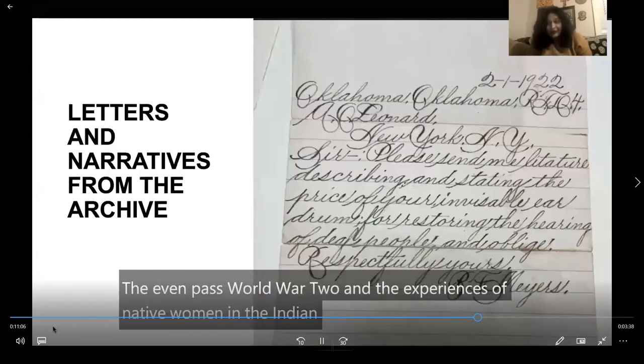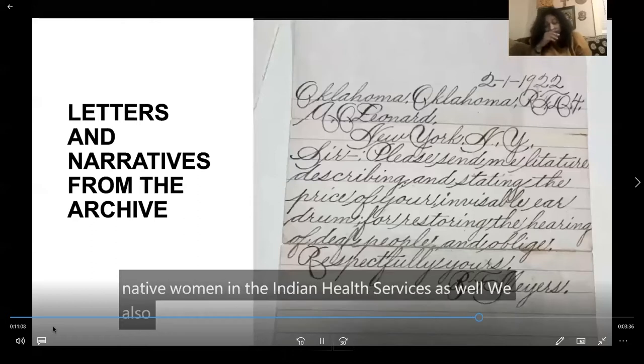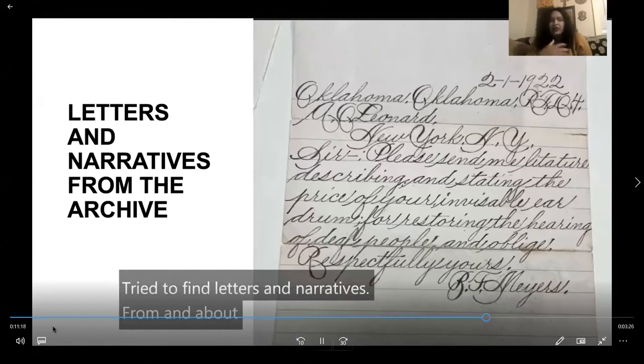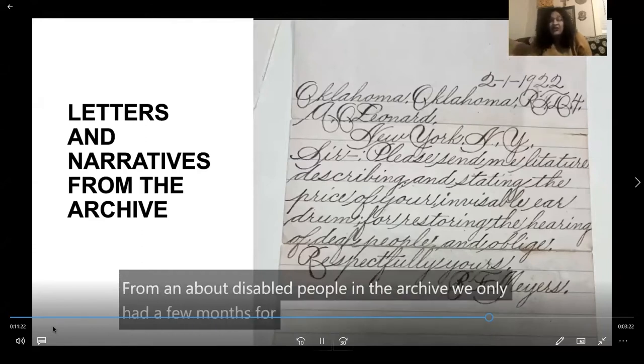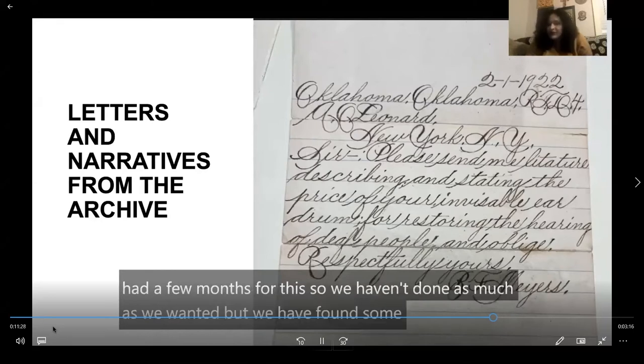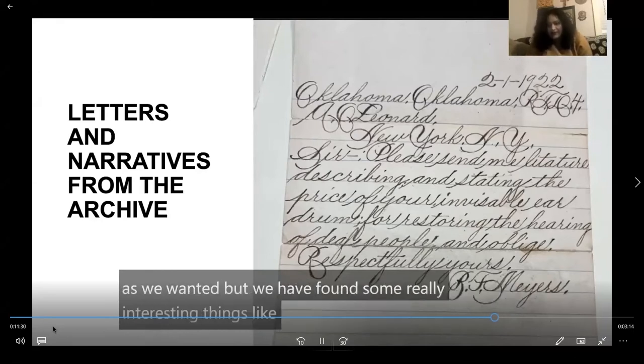We also try to find letters and narratives from and about disabled people in the archive. We only had a few months for this, so we haven't done as much as we wanted, but we have found some really interesting things, like this letter, for example.